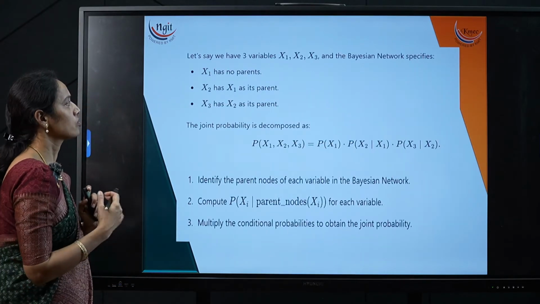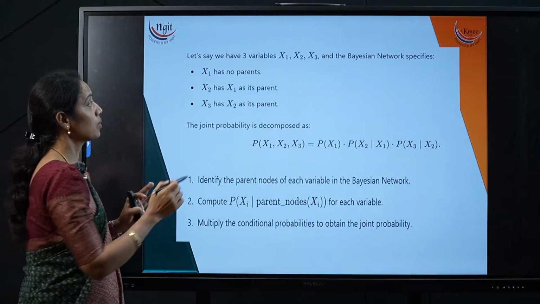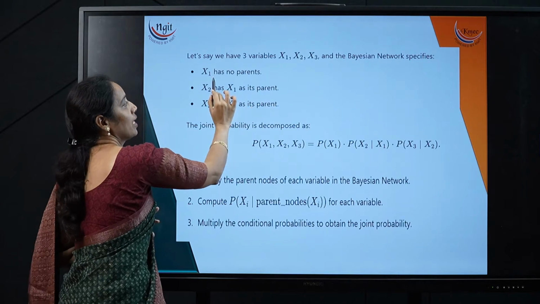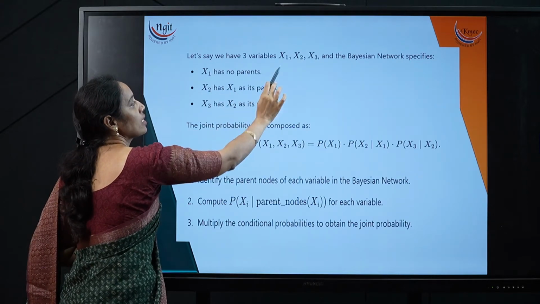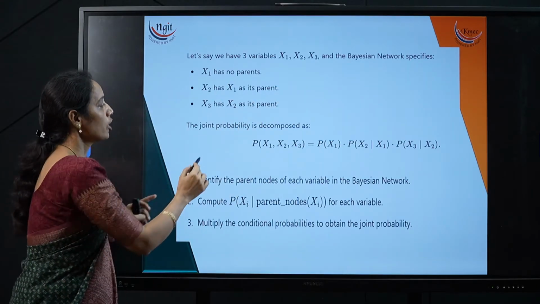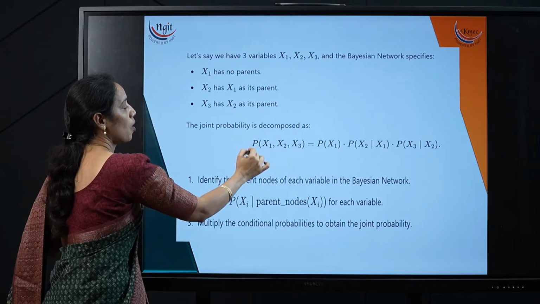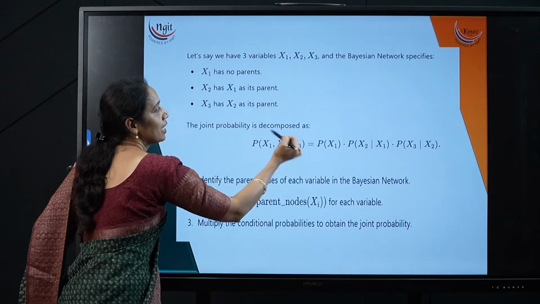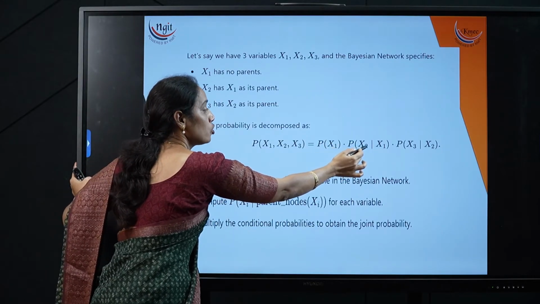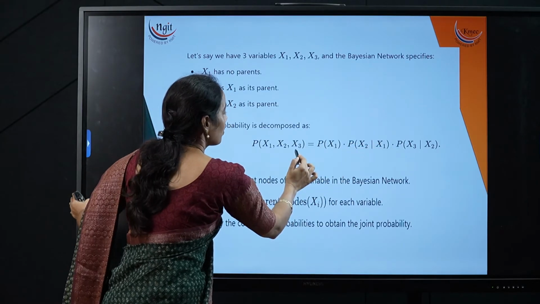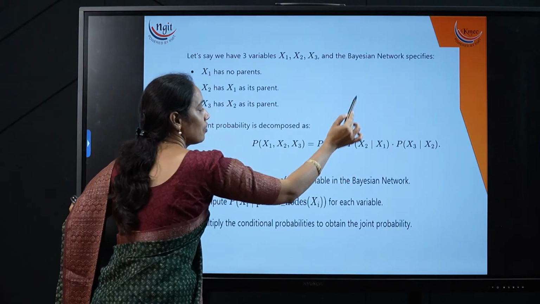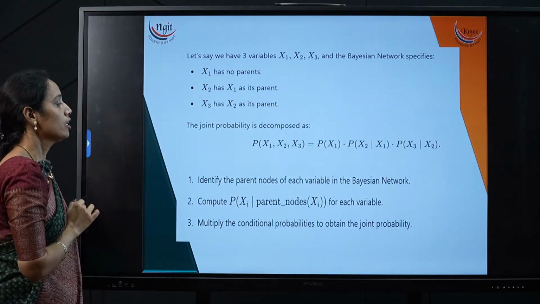Let me explain this with an example. Say we have three variables x1, x2, x3, and the Bayesian network specifies that x1 has no parents, x2 has x1 as its parent, and x3 has x2 as its parent. Then the joint probability is decomposed as the probability of x1, x2, x3 equals the probability of x1 multiplied by the probability of x2 given x1, into the probability of x3 given x2. Why? Because x1 is the parent of x2, and x2 is the parent of x3. In this way we find the joint probability.